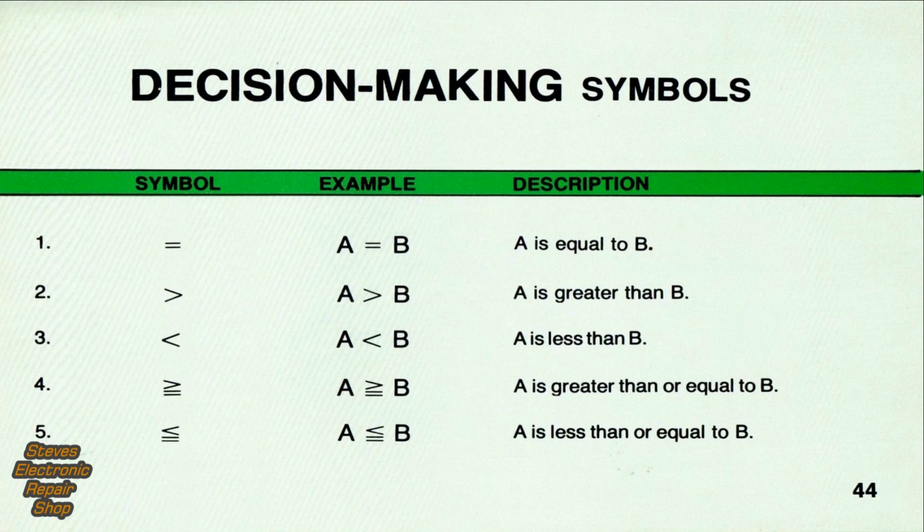Symbol number 3 means less than. Therefore, the example states A is less than B. The fourth symbol is a combination of the greater than and equal symbols. An example would be stated as A is greater than or equal to B. Symbol number 5 combines the less than and equal symbols, producing an expression that says A is less than or equal to B.